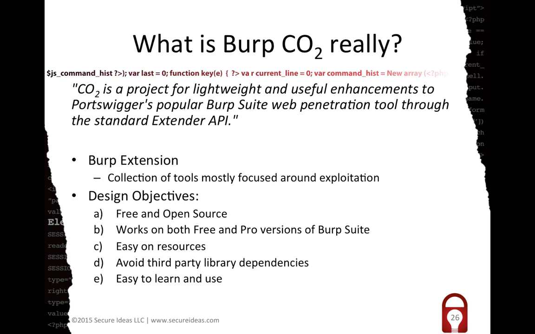I wanted to make something that was fairly easy on resources. Burp has enough to do already. The last thing I want to do is add a bunch of overhead. So I'm trying really hard to architect all of the CO2 modules so that they are as easy as possible on resources, releasing them as soon as they don't need them, and so on and so forth. I am avoiding third-party library dependencies. I don't want anybody who's using CO2 to have to download something else in order to use it. That's just kind of unnecessary for the most part.